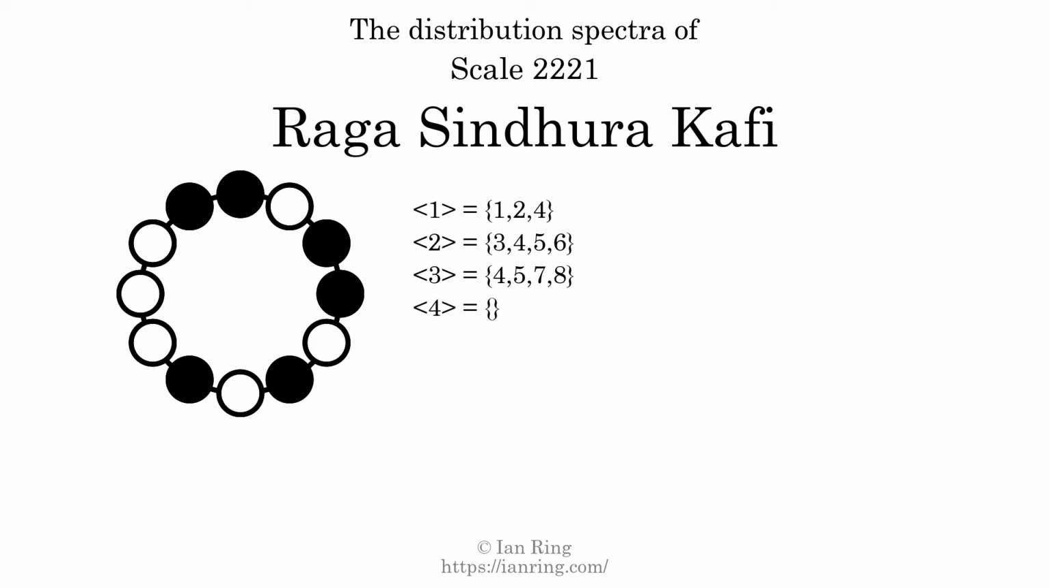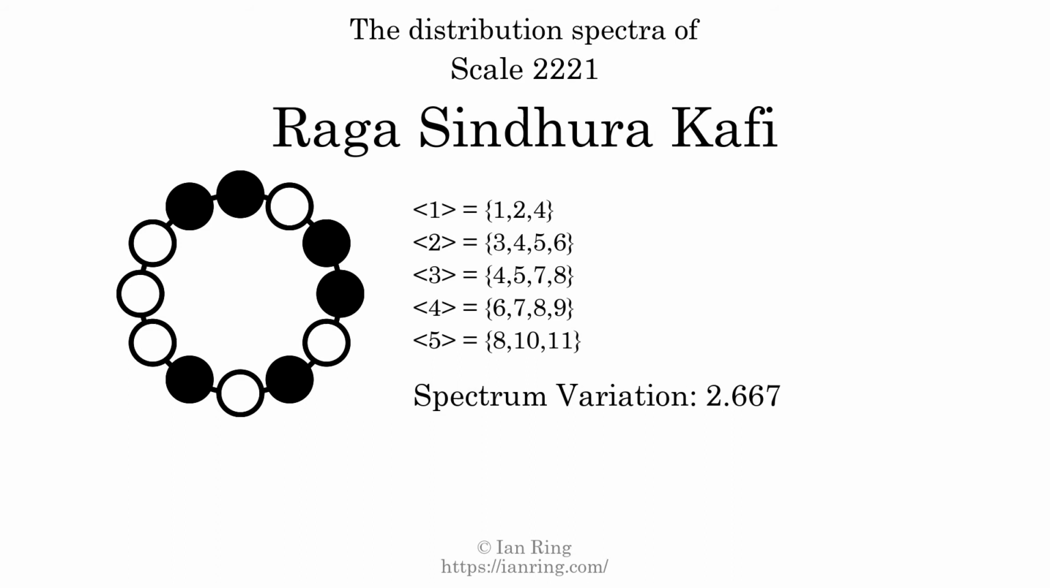The generic interval of 4 scale steps comes in 4 different specific interval sizes: 6 semitones, 7 semitones, 8 semitones, and 9 semitones. The spectrum width of this generic interval is 3. And finally, the generic interval of 5 scale steps comes in 3 different specific interval sizes: 8 semitones, 10 semitones, and 11 semitones. The spectrum width of this generic interval is 3. The spectrum variation is the sum of all the widths, divided by the number of tones. The spectrum variation of this scale is 2.667.